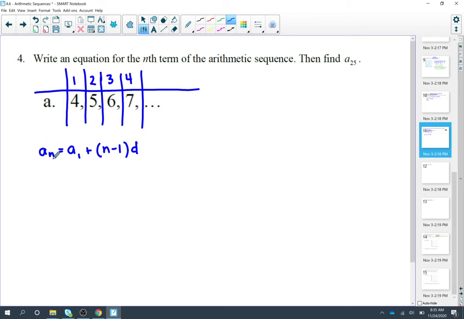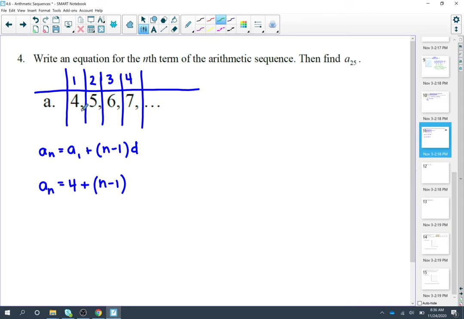A sub n, eventually they're going to ask us to find the 25th term. So right now we just want the equation. This is going to stay a sub n. A sub 1 is the first number in the pattern. Well, the first number in the pattern is 4. There's the 1, there's the 4. So 4 plus n minus 1 is just a variable, n minus 1. Okay, leave it as n. And then d is your common difference.